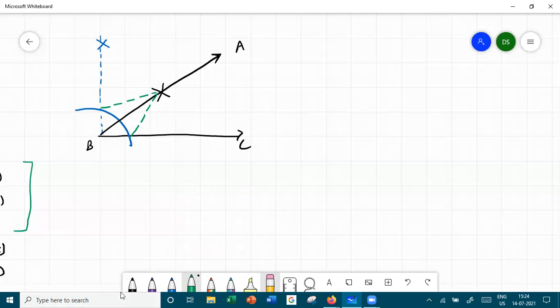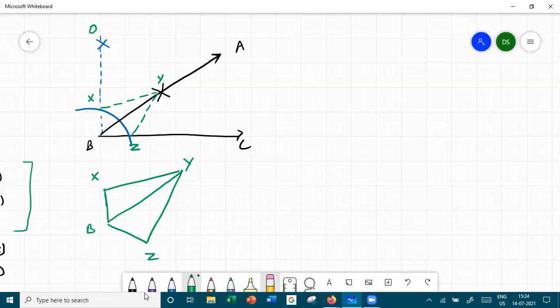Okay. Let's call this X, Y, Z, and let's call this O. Okay, and I'm drawing these two triangles here in case you are not able to understand from that figure. This is X, this is Y, this is B, this is Z. So in triangle XBY and triangle ZBY, this is how you write when you are trying to prove.